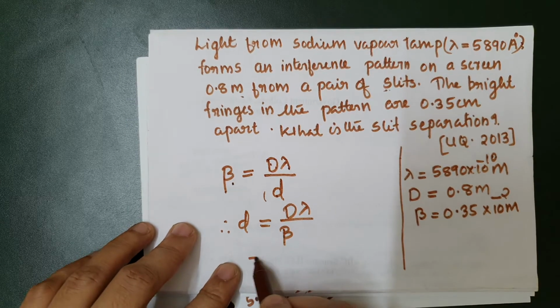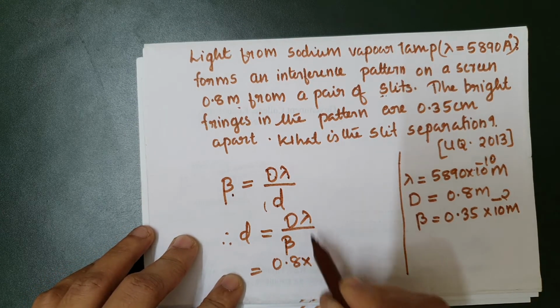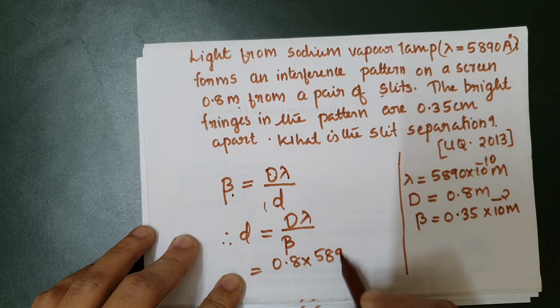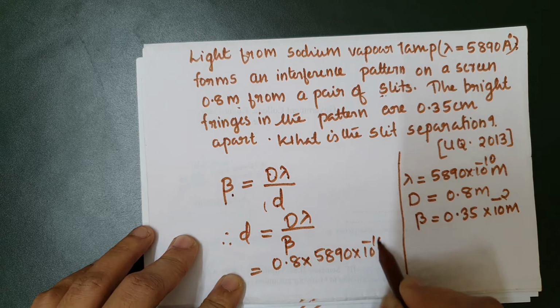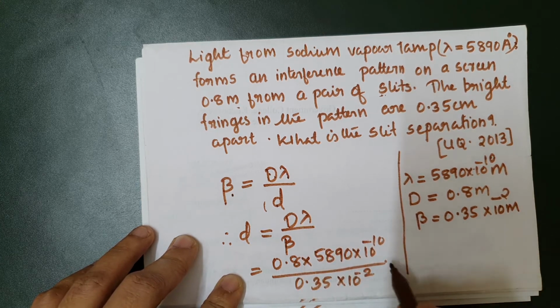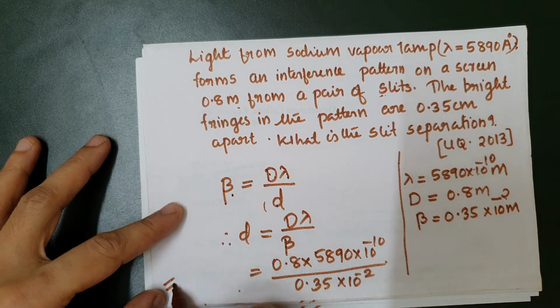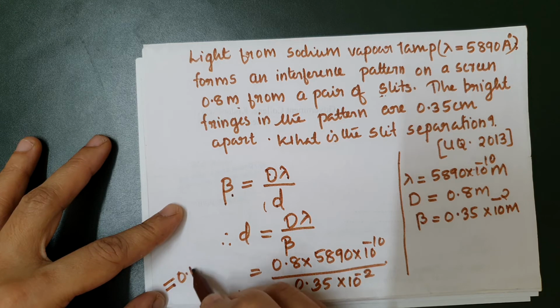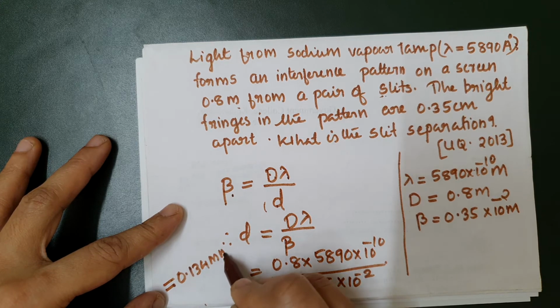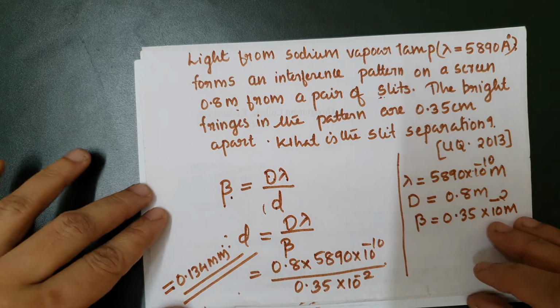So d is 0.8 into lambda 5890 into 10 raised to minus 10 divided by beta 0.35 into 10 raised to minus 2. And this gives the value approximately 0.134 millimeter. This is the value of the slit separation.